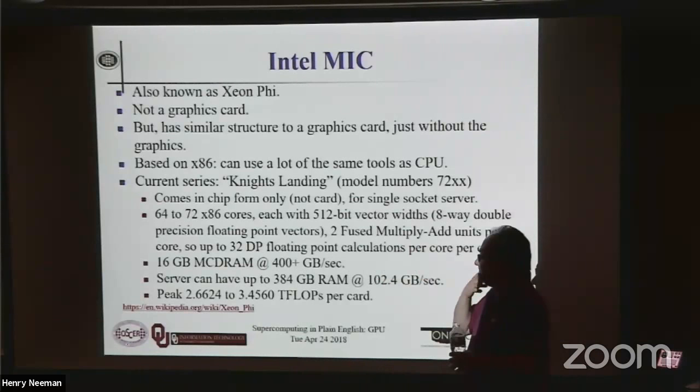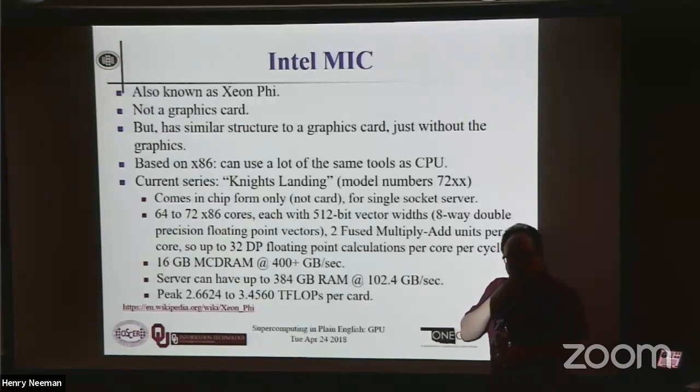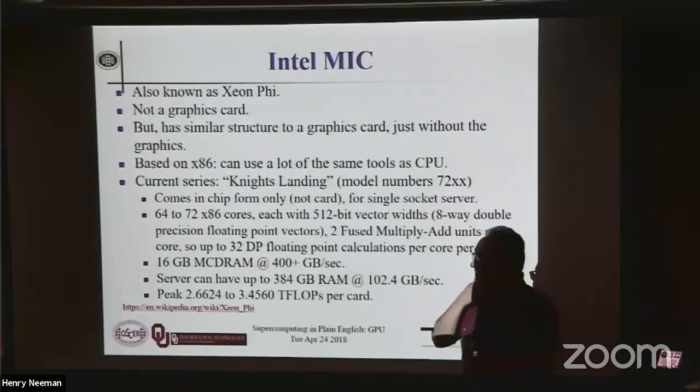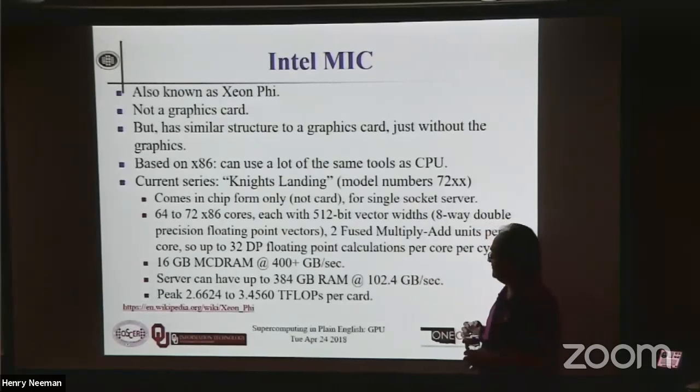But that chip has various models between 64 and 72 x86 cores, and each one of those cores can do the very high-end vector math calculations that the highest-end chips that Intel and AMD make are currently able to do. So very long vector lengths, which normally you would not get in that family of CPU chips. Each core is capable of doing 32 calculations per clock cycle. Okay, that's a lot of calculations.